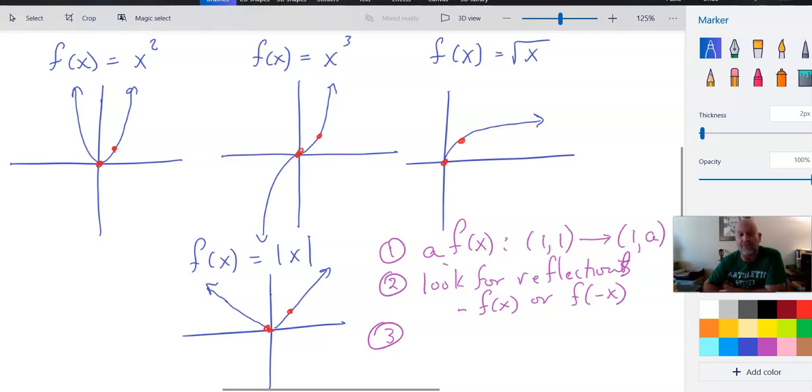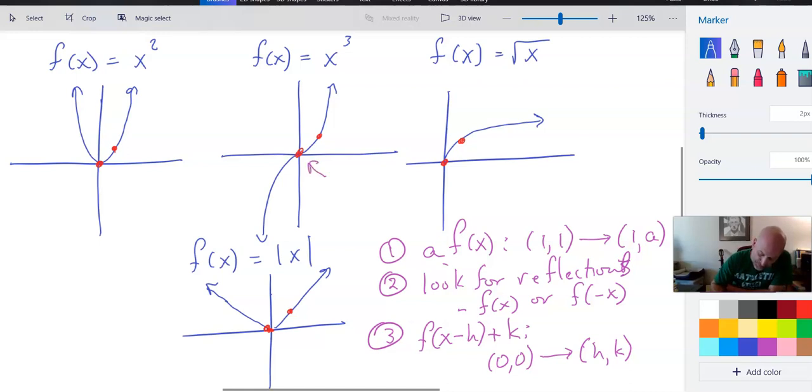3, and this is the one that probably is carrying over from an algebra class or something like that, is that if I have f of x minus h plus k, right? So if the function's been transformed in this way, what that does is it takes the point 0, 0, and it maps it to the point h, k, right? So that means that these anchor points here would move to wherever h, k is.